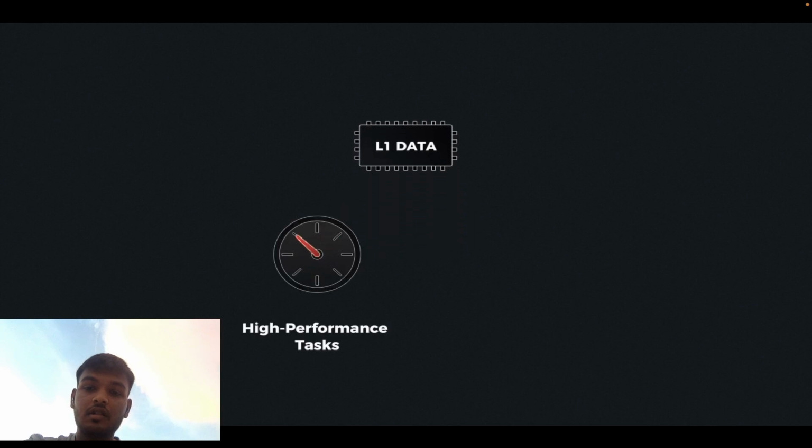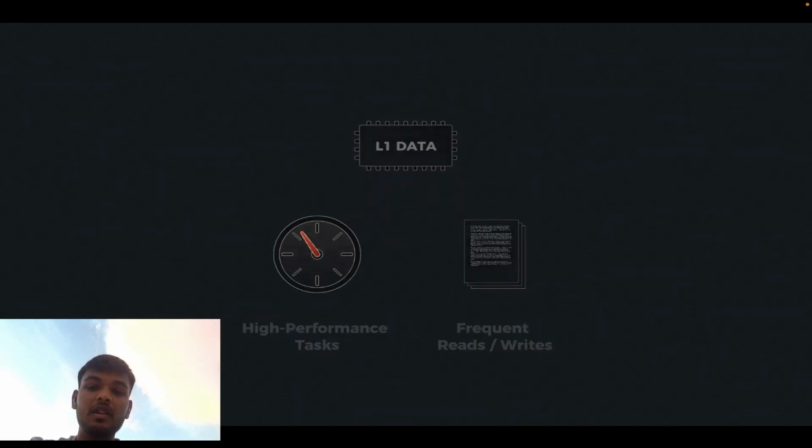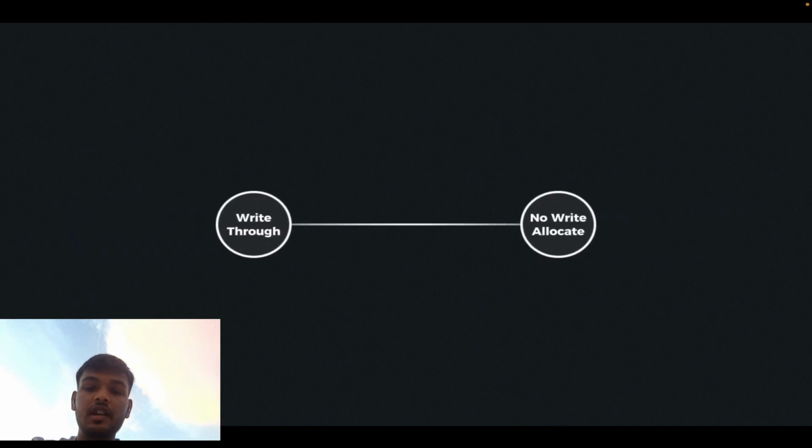So this combination is effective in CPU L1 data caches, optimized for high performance tasks with frequent read and write operations.